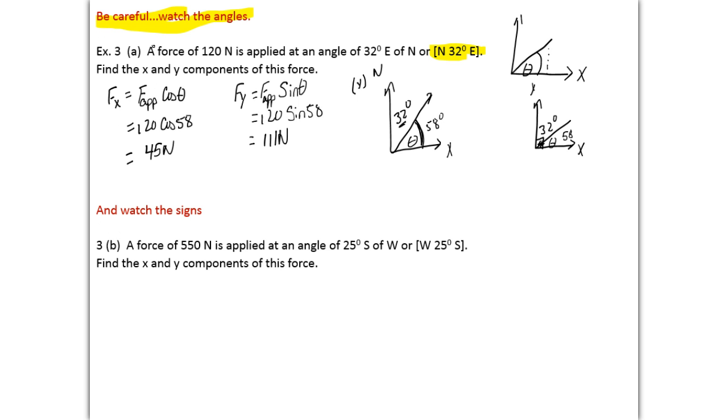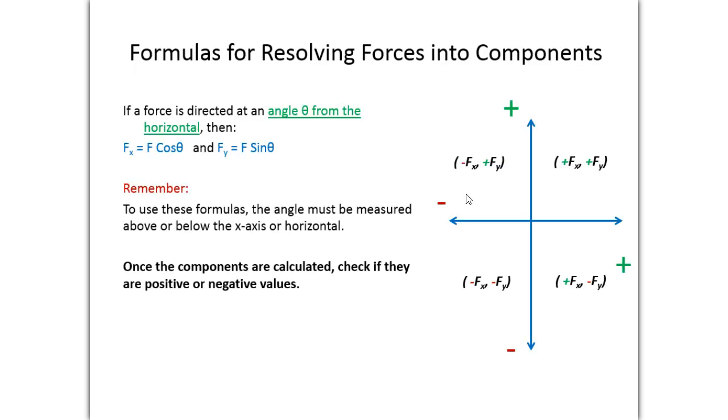So in this example, you're asked to watch the angles, and the next one below, watch the signs. I'll just bring it back to a previous slide. What you need to remember is that if you're in this quadrant here, both your x and y components of the force are positive. Then here, x is positive, y is negative. Here they're both negative. Here x is negative and y is positive. So you need to remember that.